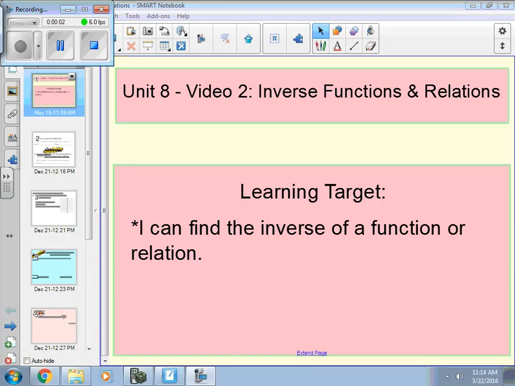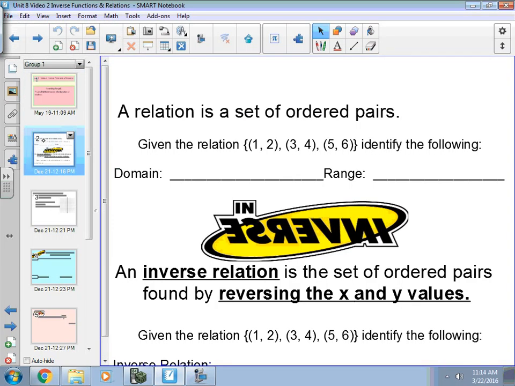We're going to be looking at inverse functions today and what they are. What we want you to be able to do is find the inverse of a function or relation. A relation is a set of ordered pairs. So given this relation right here, we want to identify each of the following. What's the domain and what's the range?